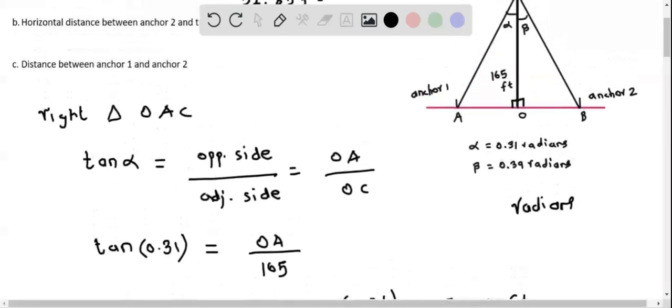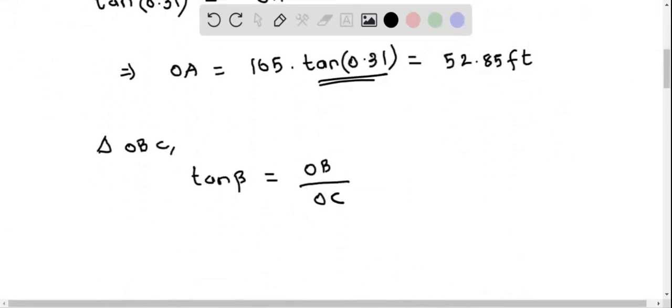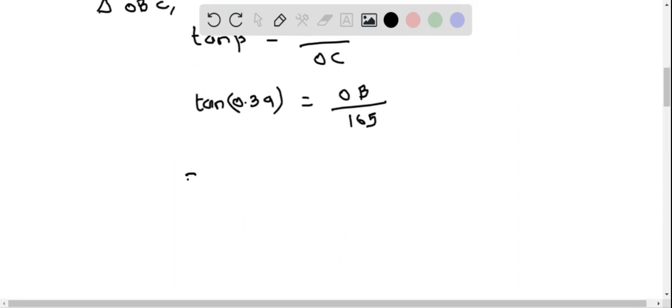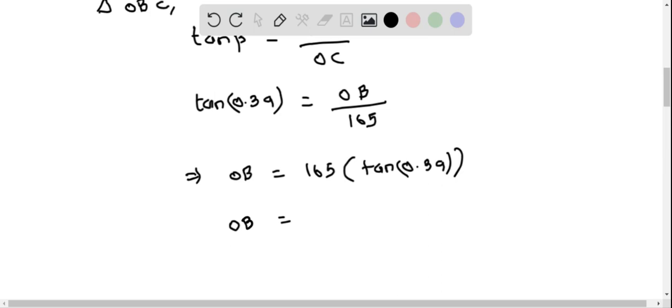We are given the value of beta, which is 0.39 radians. So let me substitute for beta. This is tangent of 0.39 equals OB, which we have to find, over OC, the height of the antenna, which is 165 feet. So I write down 165 for OC. Now we can solve for OB. If we multiply 165 on both sides, we get 165 times tangent of 0.39. So again, we plug this into the calculator. The calculator has to be in radian mode, and when we do that, we get OB equals 67.82 feet.